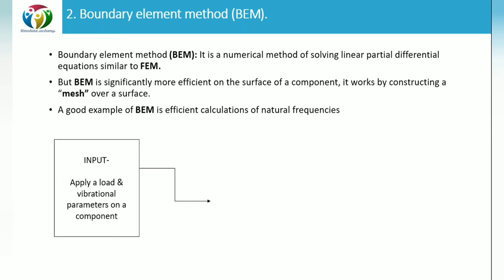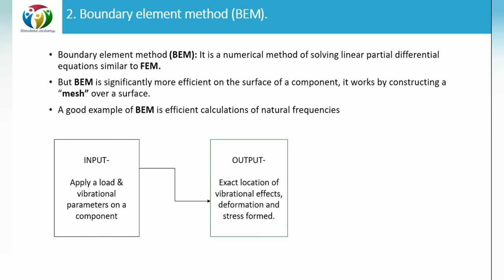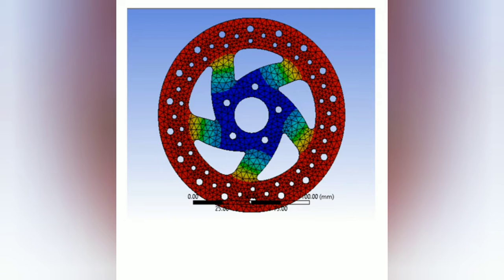So now let me tell you how it works. If you apply a load and vibrational parameters on a component, you will get exact location of vibrational effects and deformation and stresses formed. Now have a look over the image shown. It's a disc brake. As I said earlier, red zone shows the maximum amount of deformation and stresses formed.